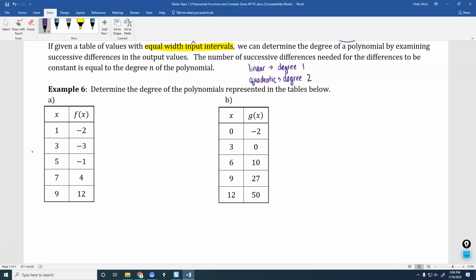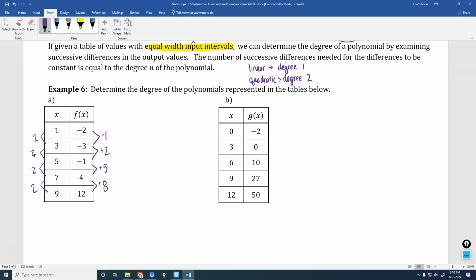The first thing you must always check is make sure your x's are of equal width. So we're going up by 2, up by 2, up by 2, up by 2. So these are equal width intervals, and we can make assumptions based upon this table and the differences that we see. So if we look from negative 2 to negative 3, that is a decrease of 1. From negative 3 to negative 1, that is an increase of 2. From negative 1 to 4, that is an increase of 5. And from 4 to 12, that is going to be an increase of 8. So this is not a constant rate of change because those numbers are different.